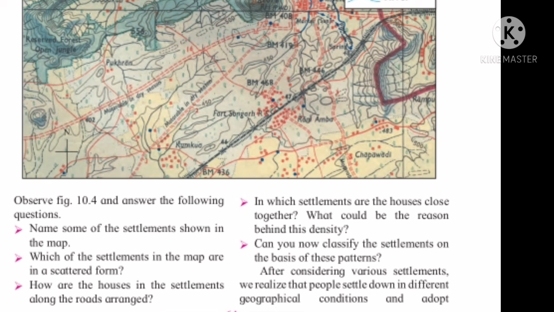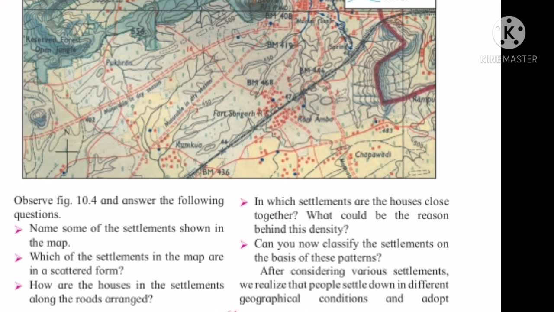Which of the settlements in the map are in scattered form? The settlements where facilities and services are not adequate. They are closer to nature and free from pollution. How are the houses in the settlements along the roads arranged? Houses are arranged in a line on both sides of the roads. It is a linear settlement.